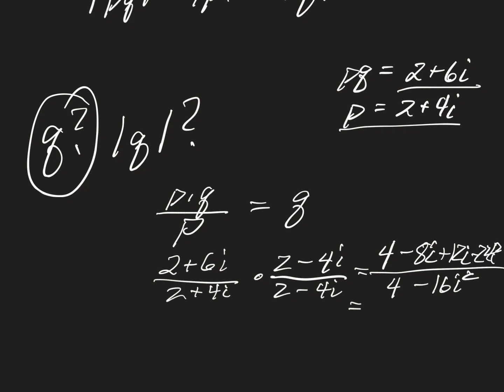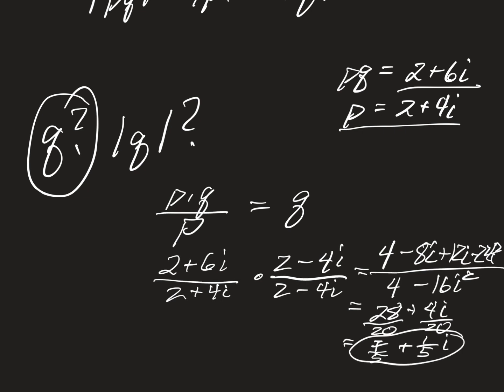Minus 24i squared is plus 24. So we get 28 plus 4i. And the denominator would become 4 plus 16, or 20. So this is 28 over 20 plus 4i over 20, which we could simplify to 7/5 plus 1/5 i. And so this would be Q, all right?